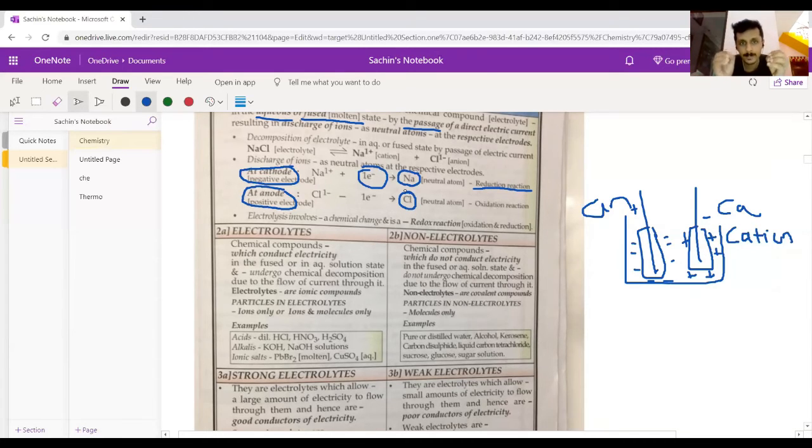So in a nutshell, a cation or anion moves towards their respective electrodes, where they will lose the electron or gain the electron. At the end of the day, they finally become neutral atoms. This is the reaction which is happening at the cathode and anode. We shall discuss this in further detail in the future sections.